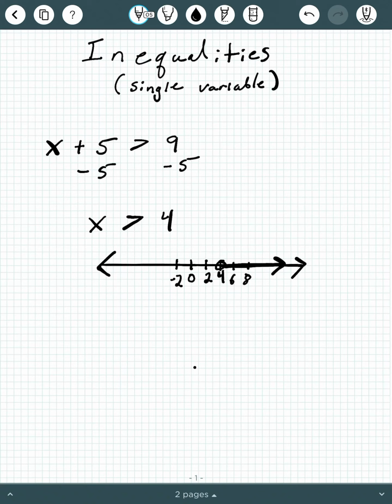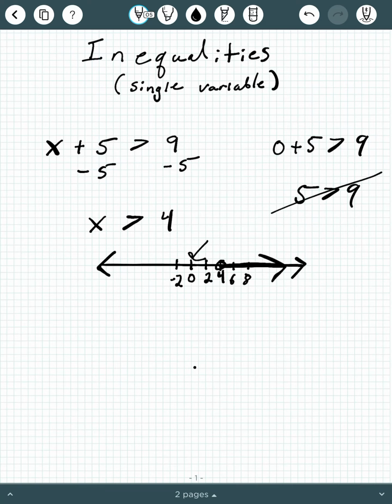Another thing you can do, if you ever get to the point where you've identified the boundary point and you don't know which way to draw your arrow, to the right or left, is to pick a test point. So you can say, well, does 0 make this true? 0 plus 5 is greater than 9. That means 5 is greater than 9. That's not true. So I don't want to be over top of 0. I don't want to go that way. I want to go away from 0, because that's what made it false.